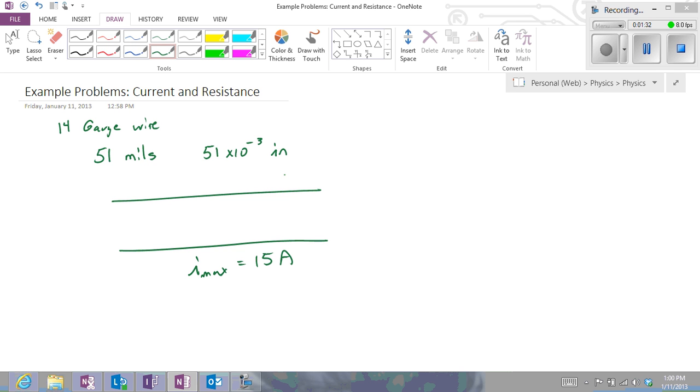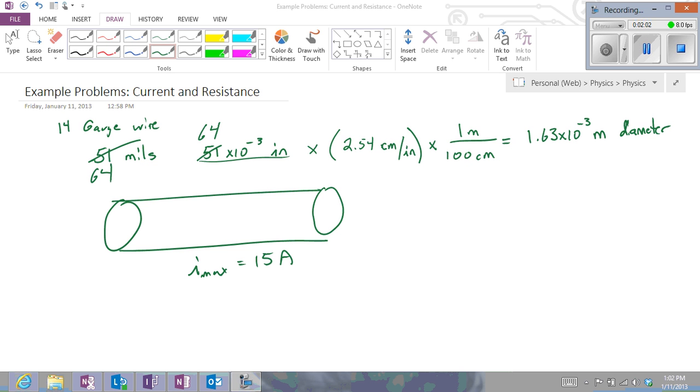We're going to assume this wire is cylindrical, as most wires are round. So we have this cylindrical copper wire, and it has a 14 gauge diameter, which we have talked about is 51 times 10 to the minus 3 inches. So let's convert that into meters. I'm going to pause the recording and do some quick conversion factors here.